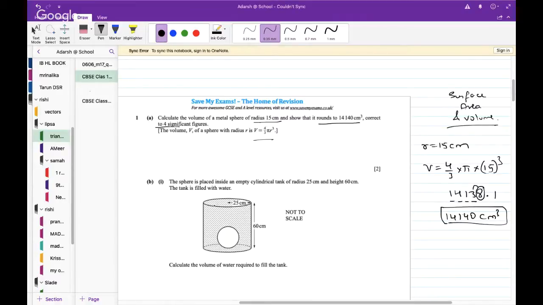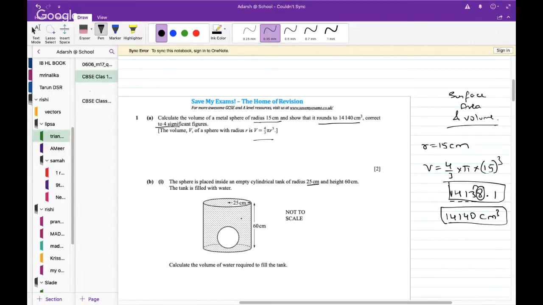Okay. So next part of the question. A sphere is placed inside an empty cylindrical tank of radius 25, so that is the radius of the empty cylinder tank, and height of this. The tank is filled with water. Calculate the volume of water required. That means the volume of the cylinder minus the volume of the ball. For the volume of the ball, do not use the rounded value, please use the full one.